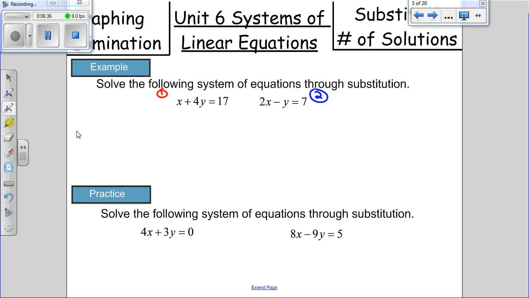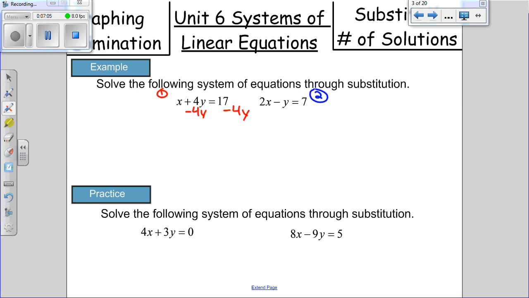What that means is get one of the letters, one of the variables, x or y, completely by itself on one side of the equal sign. It does not matter which one. I'm going to get x by itself. The way to get x by itself is to move the y to the other side of the equal sign. If I have x plus 4y and I want it to move to the other side, I do the opposite operation. So I subtract 4y from both sides.